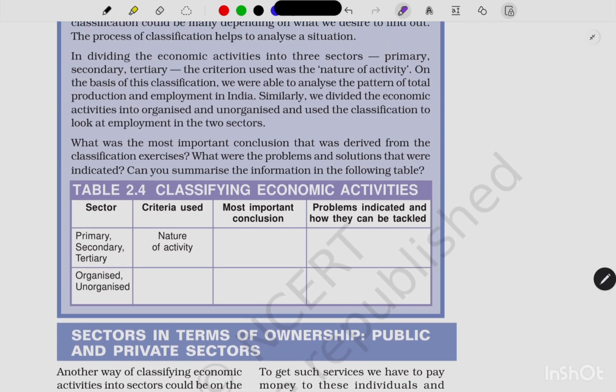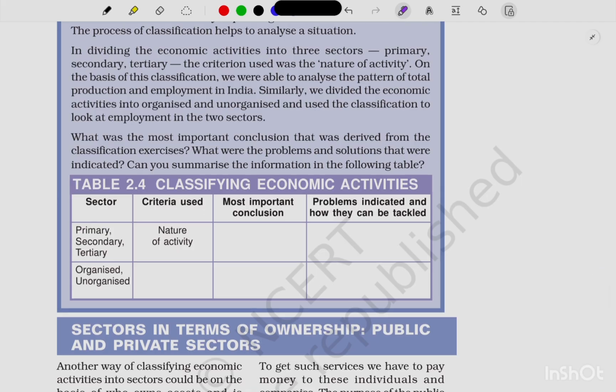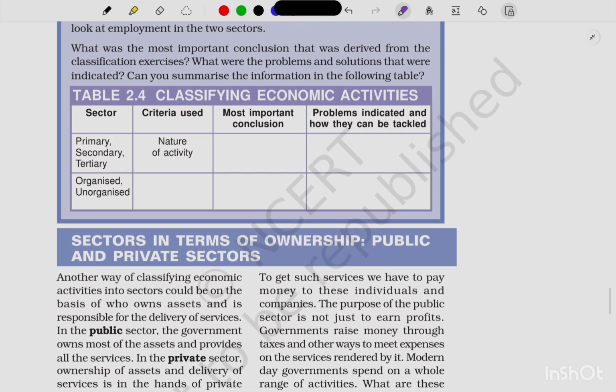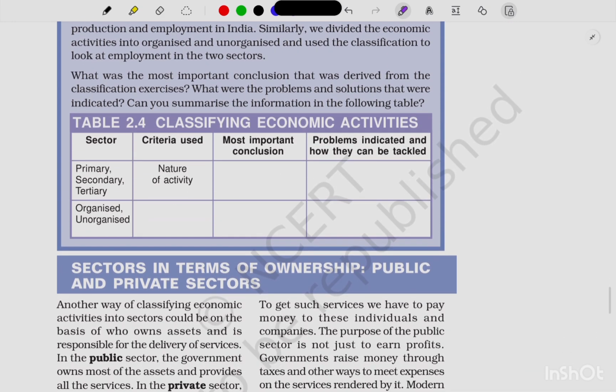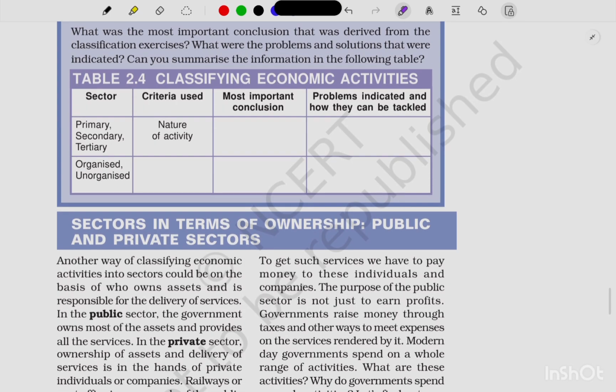So, what was the most important conclusion that was derived from the classification exercises? What were the problems and solutions that were indicated? Can you summarize the information in the following tables? So, yeah, if you can do that.